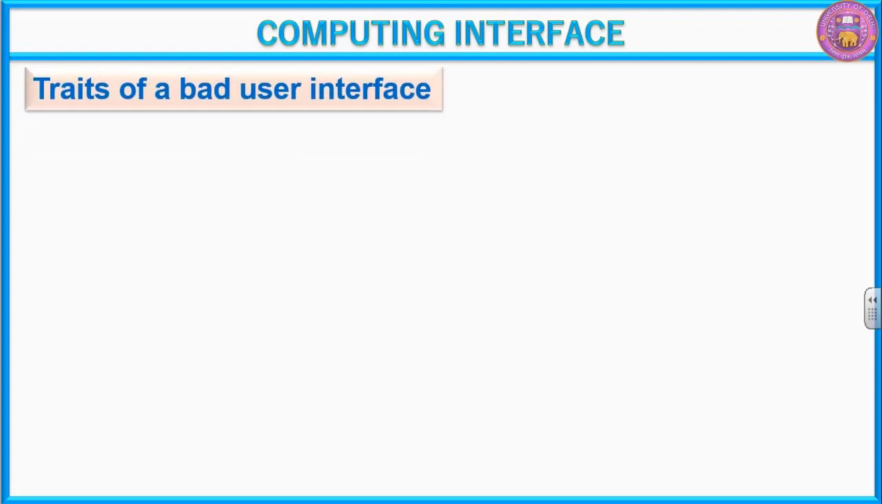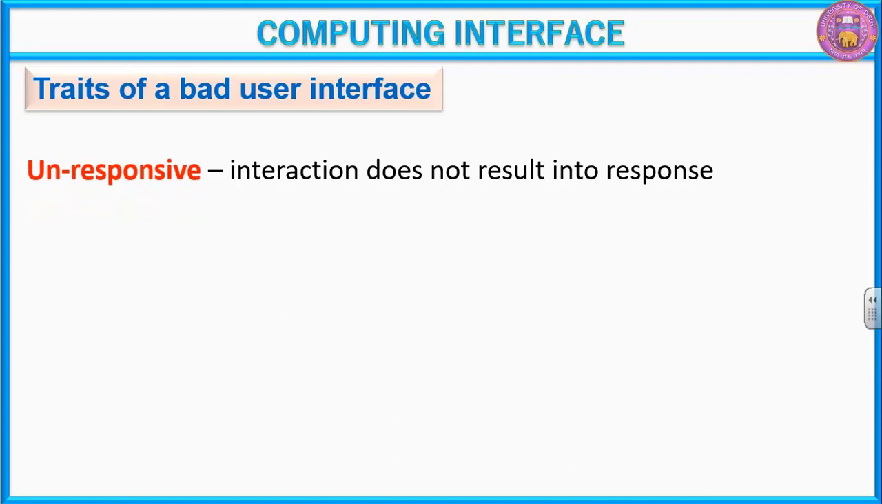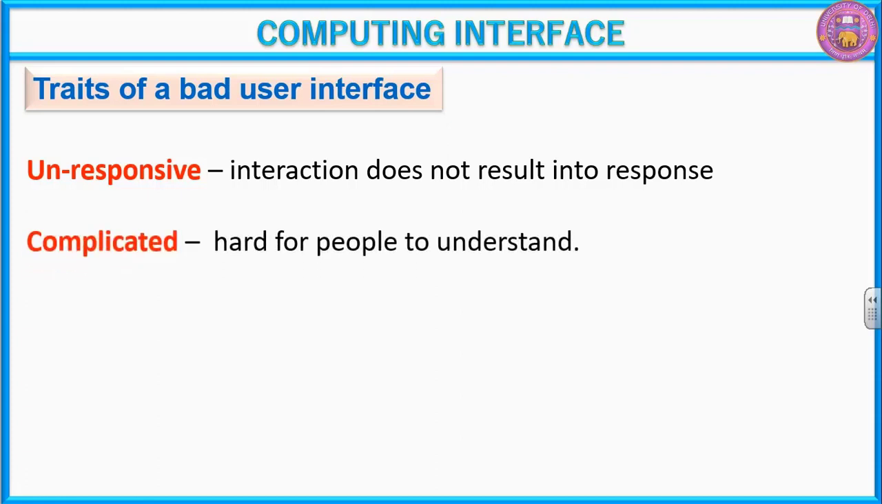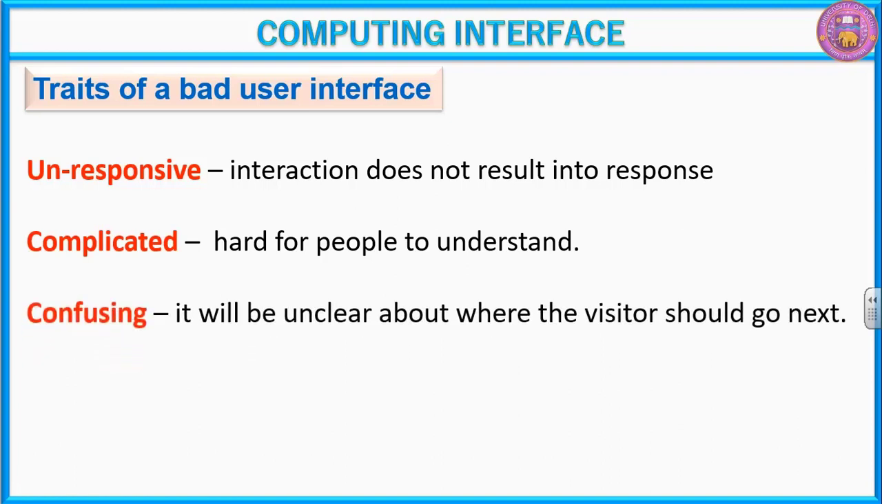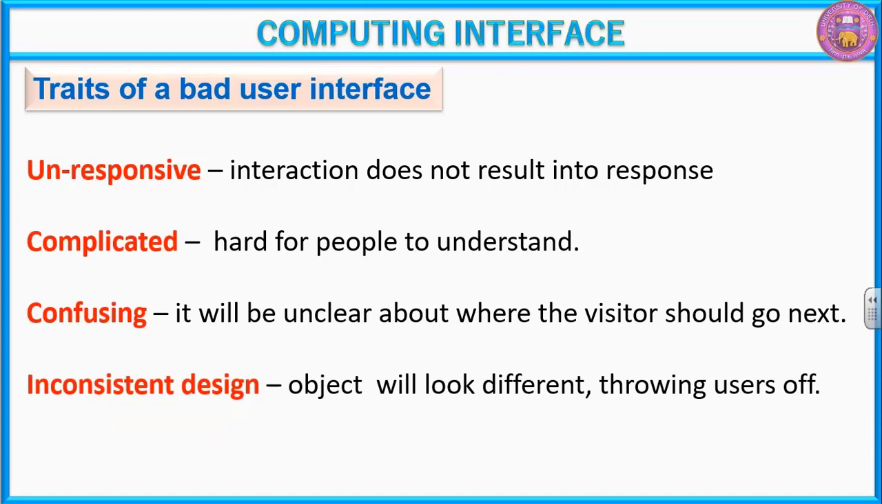What are the traits of a bad user interface? The first one is unresponsive. The moment you click over one particular icon, it does not result in a response. The icon appears to be complicated. It means it is very hard for people to understand. Confusing. It will be unclear where the visitor should go next. Inconsistent design. Objects will look different, throwing users off. Users move away from the screen. These are some of the traits of a bad user interface.